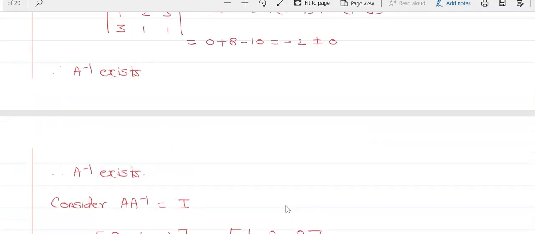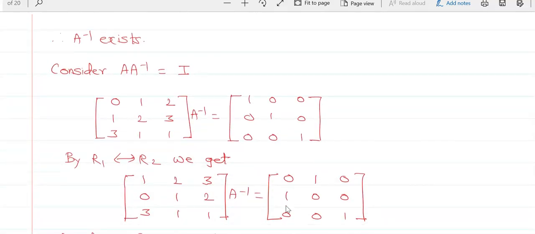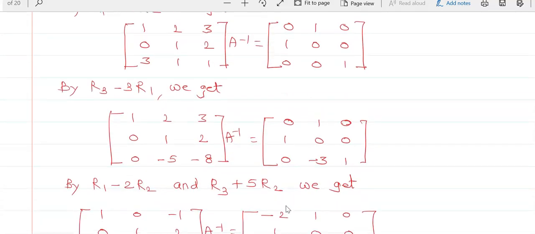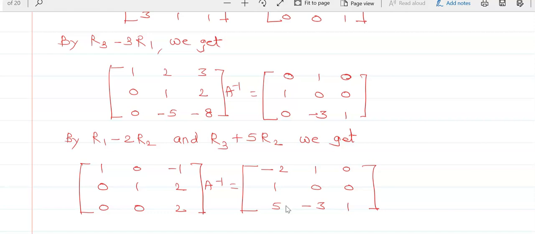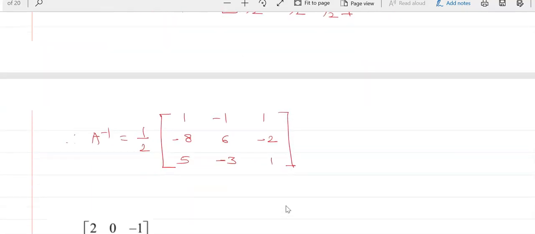If you want to write down from the board, you can take a screenshot of this also, or you can write. This is the determinant, which is minus 2. A inverse exists. Next step, A into A inverse, R12. Now my next step, therefore A inverse, take 1 upon 2 as a common. Therefore A inverse is equal to 1 upon 2, 1 minus 1, 1, minus 8, 6, minus 2, 5, minus 3, 1.